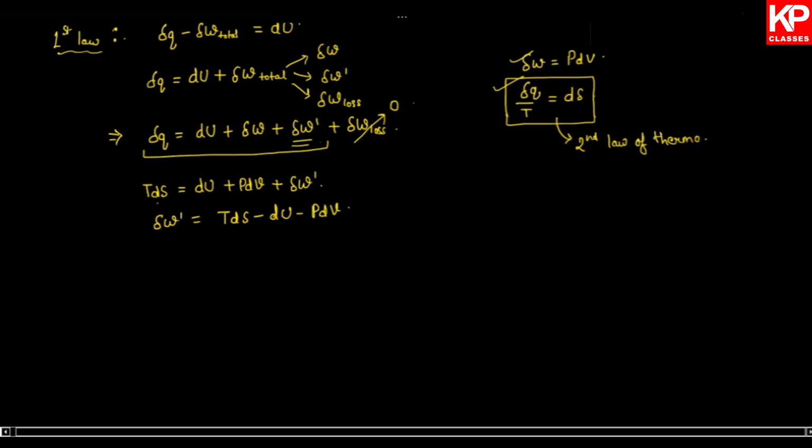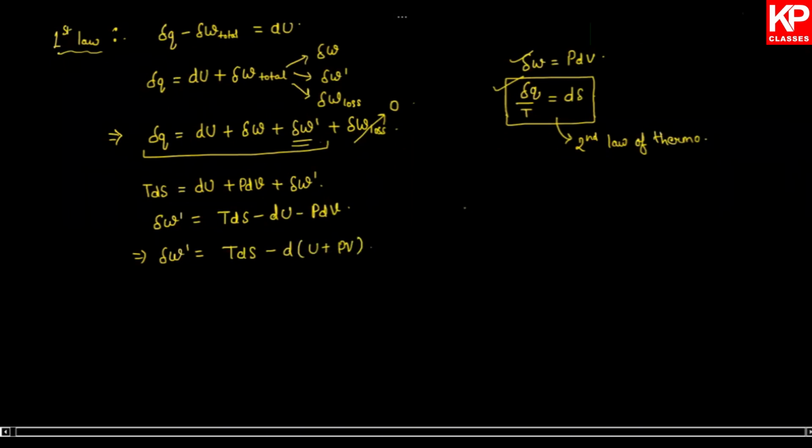So first of all, you have to know that TdS basically gives you the change in heat energy. So del W dash can be represented by TdS minus dU minus PdV. Now this expression can also be written as TdS minus d of (U plus PV), the differential of U plus PV. I hope there is no confusion about how I have written this.